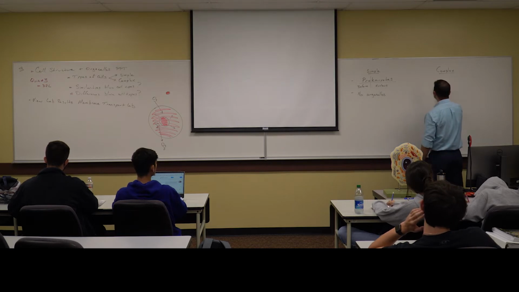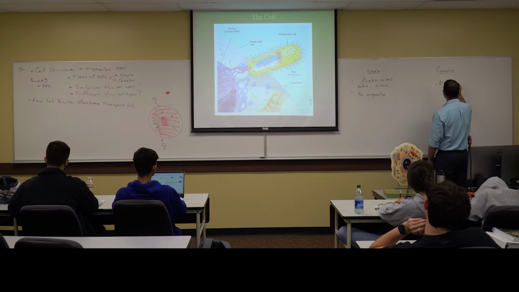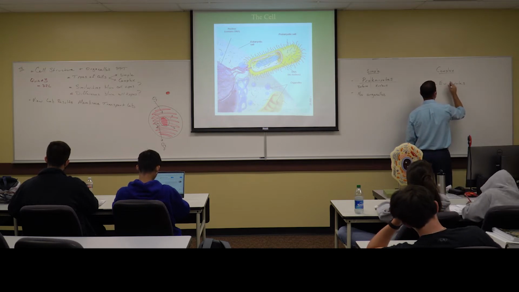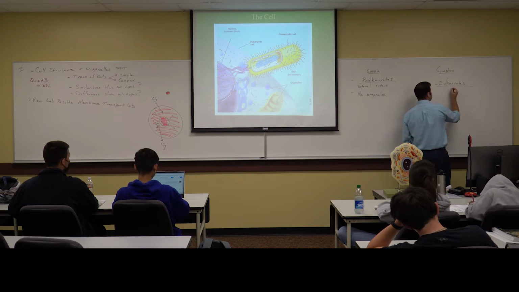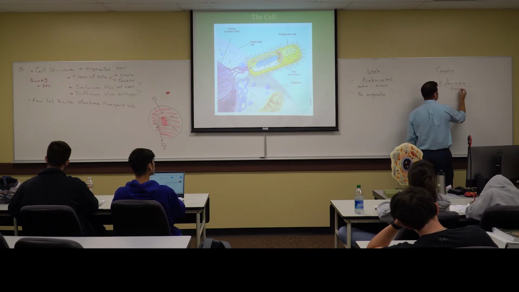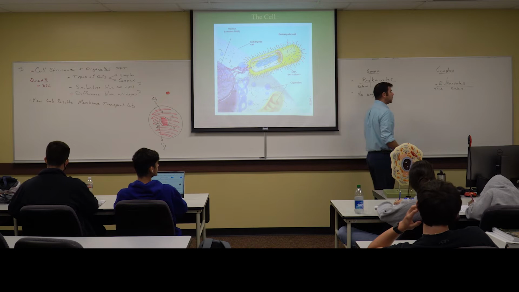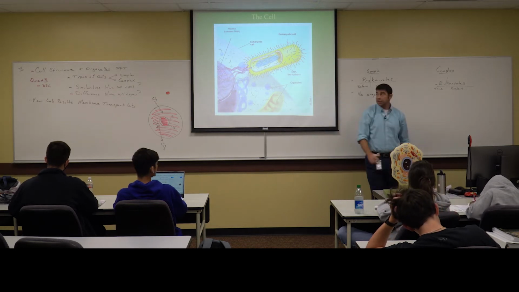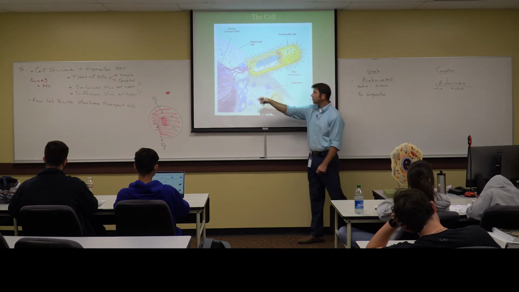We said the complex cells we're going to call eukaryotes. Karyotes, again, refers to nucleus. And U in front of it means true. So eukaryotes are cells that have a true nucleus. In addition to the nucleus, we can see they have other membrane-bound organelles present.